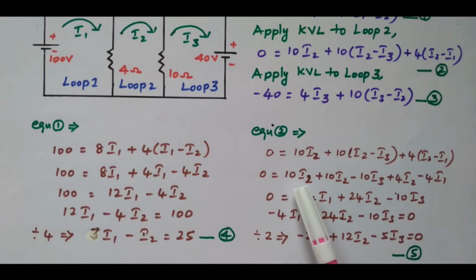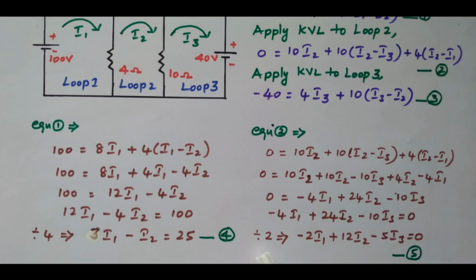This i2 is available here: 10i2, here one 10i2, here one 4i2. So 10 plus 10, 20 plus 4, 24i2. i3 only one term is available, minus 10i3. Now i1, i2, i3 everything are added and the equation is framed. Now rewrite this: minus 4i1 plus 24i2 minus 10i3 equal to 0. The right hand side and left hand side terms are interchanged.